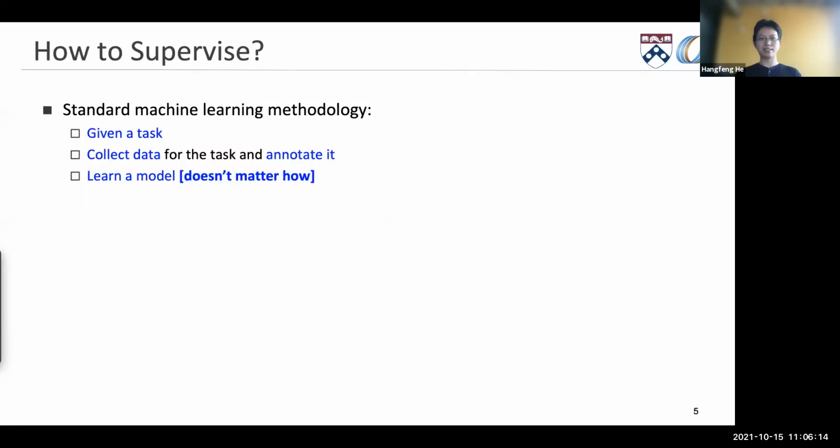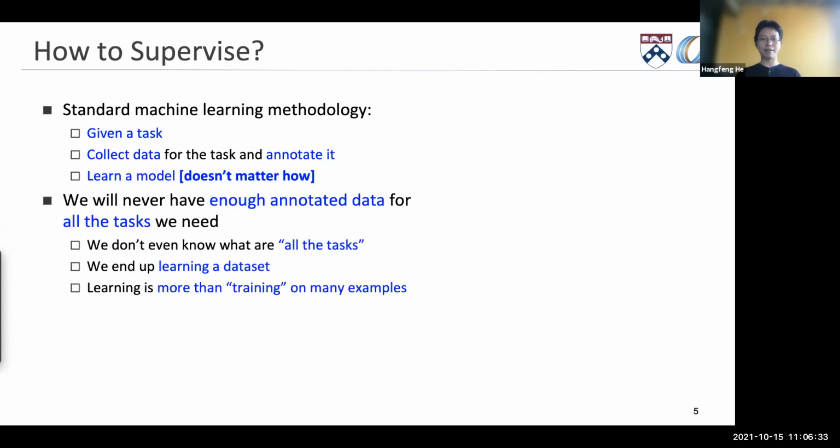Given that the tasks in NLU are quite complex, how could we supervise them? A standard machine learning methodology is as follows. Given a task, we try to collect data for the task and annotate it. After that, we simply learn a model for that, usually deep networks here, and we don't really know why it works. However, we will never have enough annotated data for all the tasks we need.